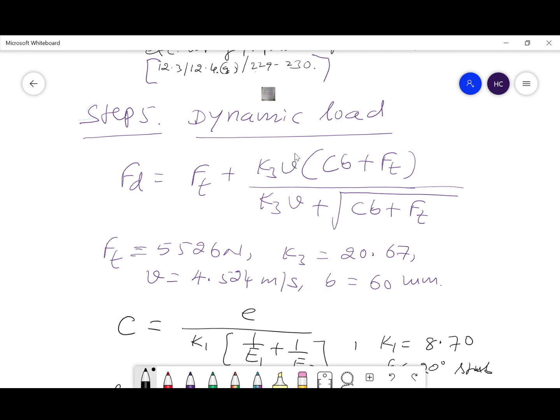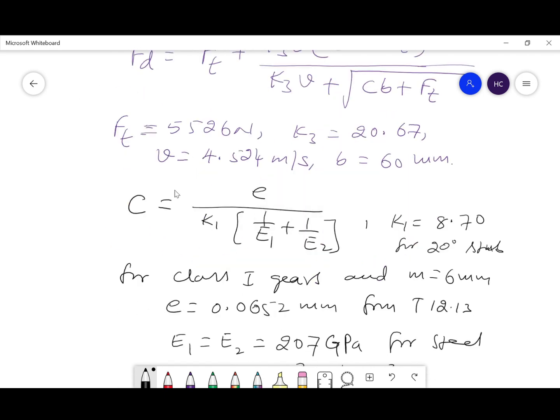Ft, K3, V. So now we need to find out C. B is 60 mm, already calculated. So only unknown here is actually C. C is given by C is equal to E divided by K1 into 1 by E1 plus 1 by E2. So K1 is 8.70 for 20-degree stub, for class 1 gears and module M is equal to 6 mm. So error E is equal to 0.0652 mm from table 12.13.